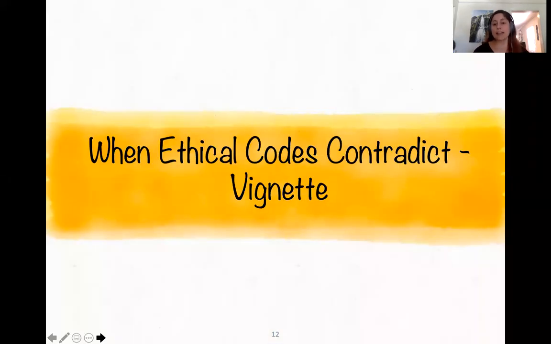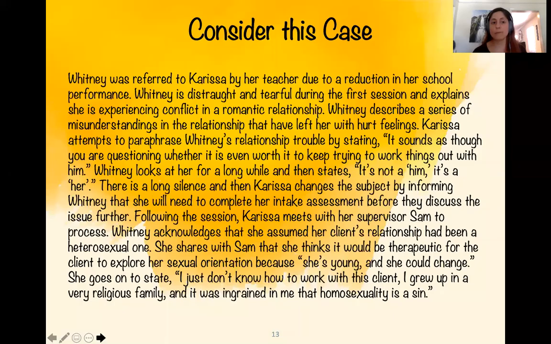We're going to look at a vignette here that is an interesting one in that it's one where ethical codes seem to contradict. Remember when I was talking about limitations, I mentioned that sometimes ethical codes can conflict with your values or with certain state laws or culture or agency policies. They can also contradict themselves sometimes, and that's what we're going to see here. So let's go through this vignette.